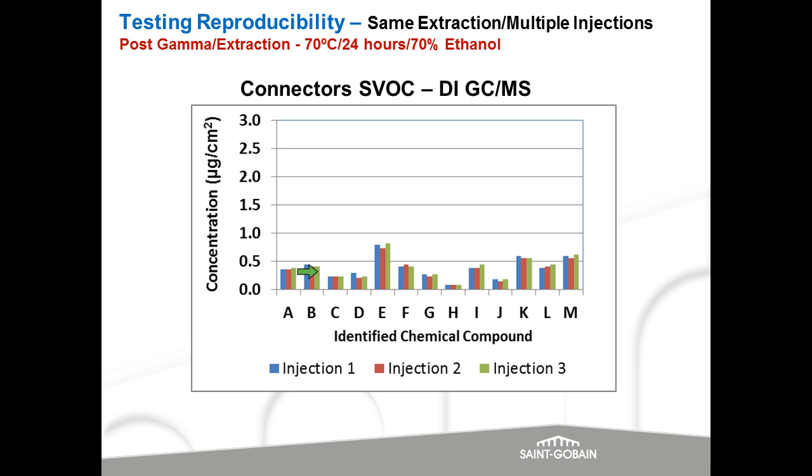So you can see that some of these compounds are detected really at our limit of quantification, which is down below 500 ppb. In each of these chemicals, we have very little difference between each of the injections. So overall, our analytical equipment on our GCMS has very good reproducibility from injection to injection.